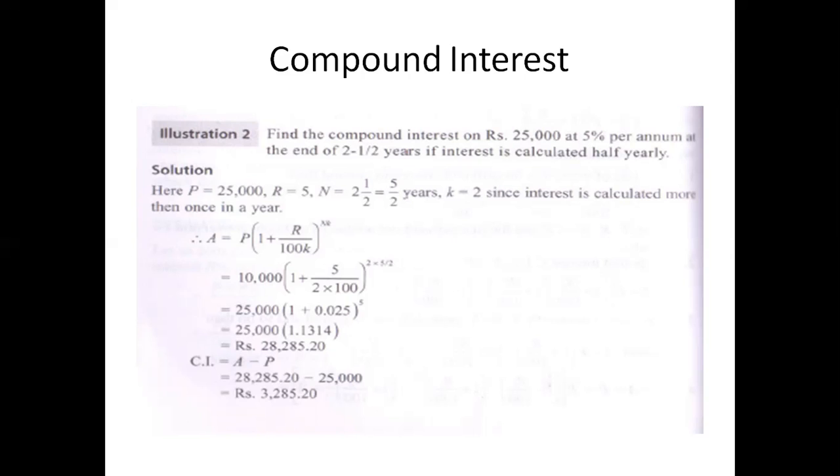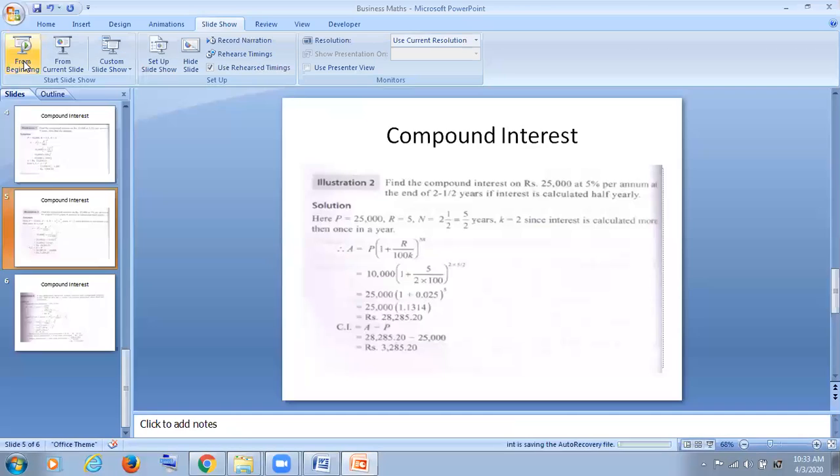28,285.20, and the compound interest is the amount minus principal, that is 28,285.20 minus 25,000, which gives us 3,285.20. We'll continue with the rest of this compound interest section in our next class. Thank you.